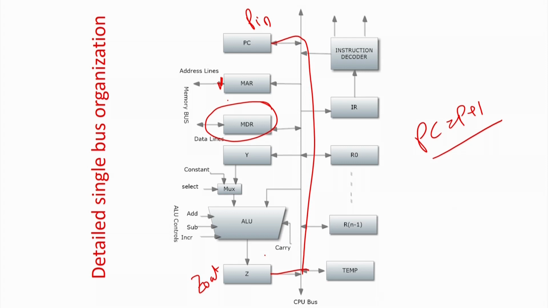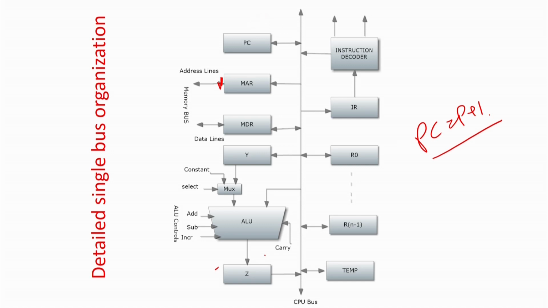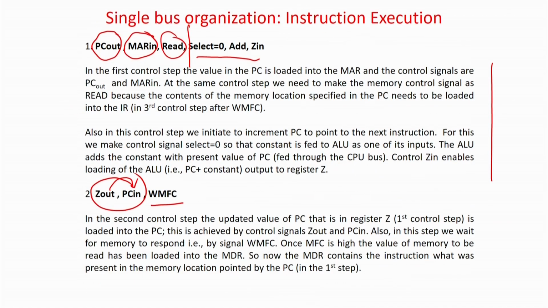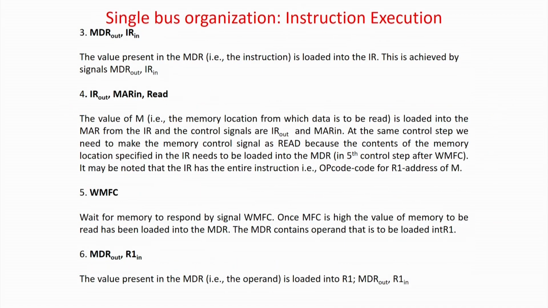So, in the second stage, PC in means data will be read from this memory, this Z, which is actually nothing but PC equal to PC plus 1, and it will be read to the PC by this bus. So, the two signals Z out and PC in accomplish that, and we are waiting till our memory is ready. So, that is over here.